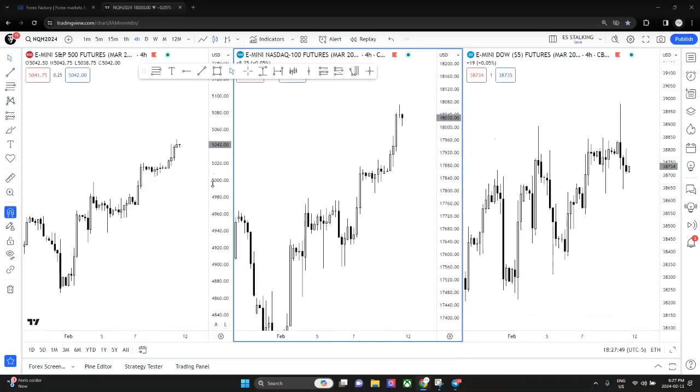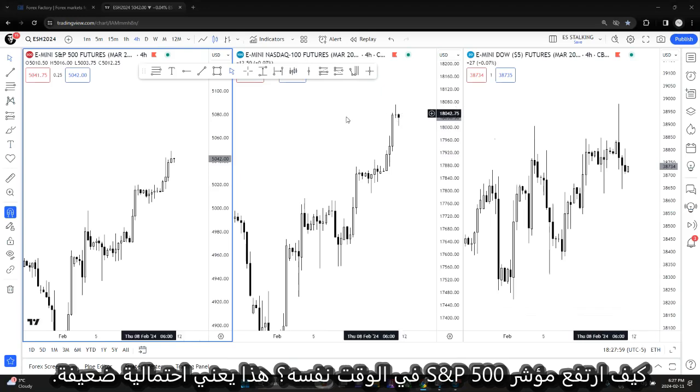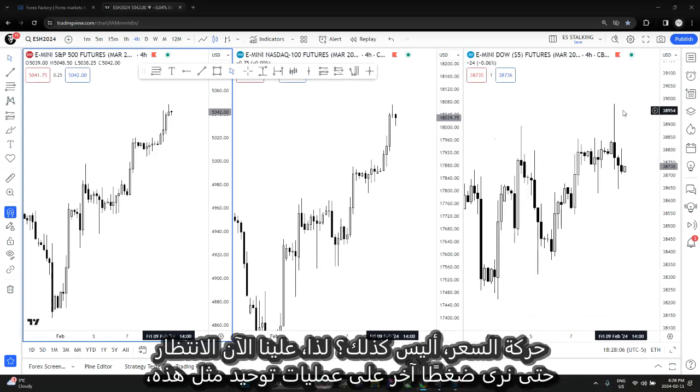So whenever you see this, remember, this is low probability. We had the Dow going lower, and then we had NQ going higher, and we had the S&P 500 going higher at the same time. So this equates to low probability price action, right?